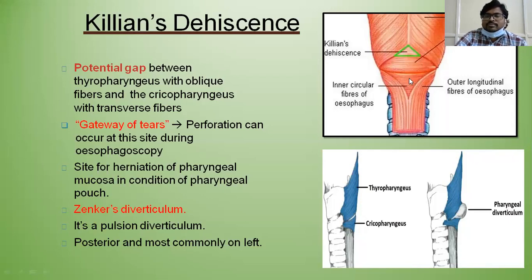If due to some neurological abnormality this cricopharyngeus does not relax and the thyropharyngeus muscle contracts, it increases the pressure within the pharynx, and the only way for the pressure to relieve is to form a diverticulum that protrudes or herniates through this Killian's dehiscence.